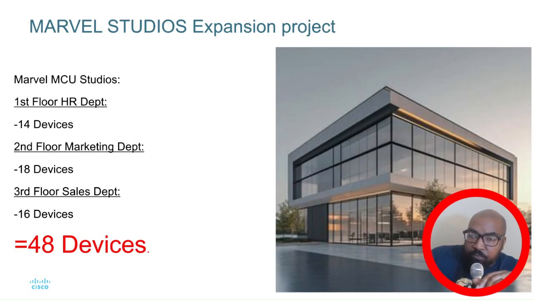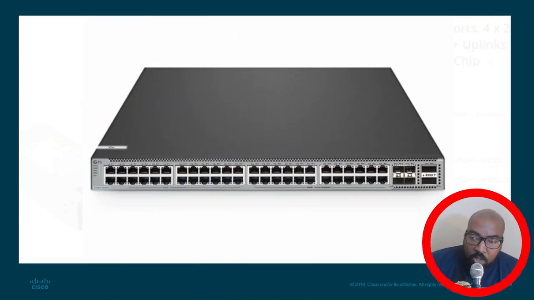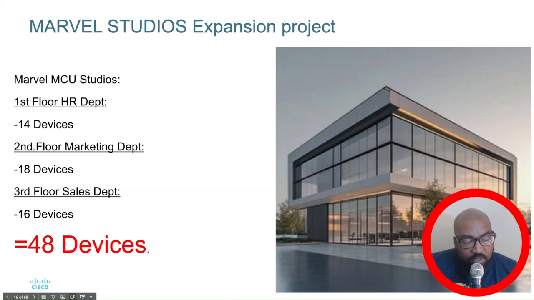Okay. So the boss comes back to you and says, you know what? I'm going to throw this on you right here. We have 48 devices. I need you to make it work with this switch. However, the boss has another caveat. He does not want these departments to be able to talk to each other with just regular back and forth traffic. He wants these separated.